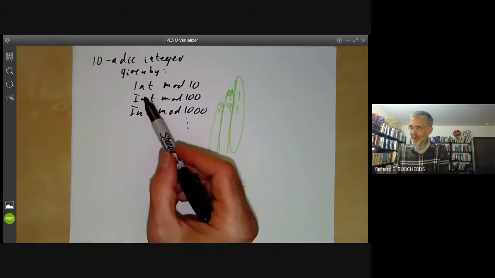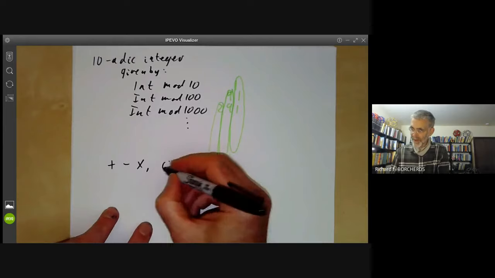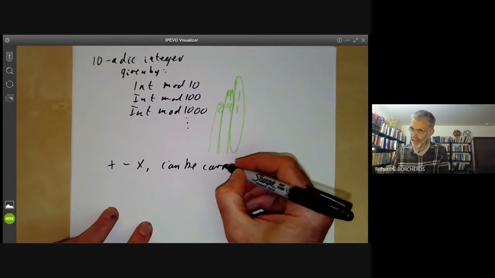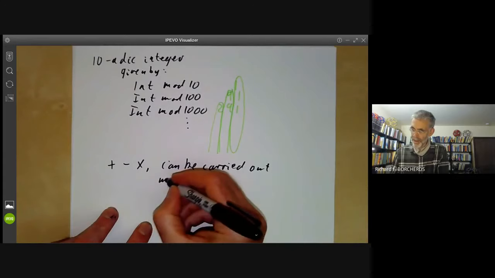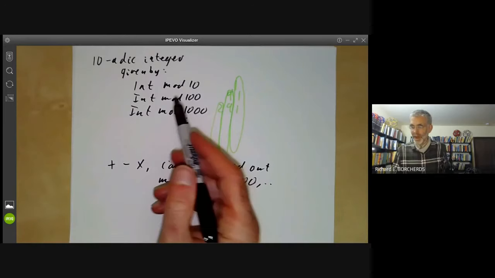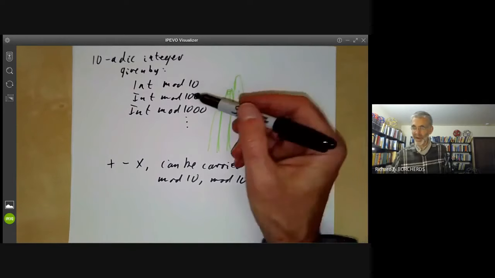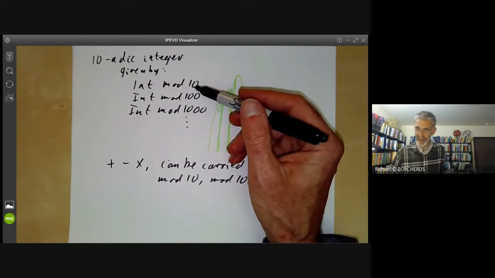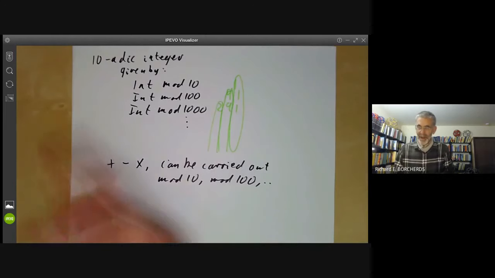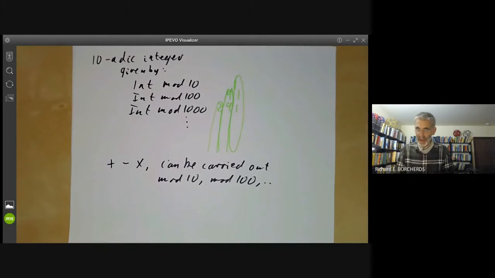And you can multiply 10-adic integers. So all these operations plus, minus, times can be carried out mod 10, modulo 100, and so on. So to multiply two 10-adic integers, for example, we multiply them mod 10 to get the mod 10 part of it, then we multiply them modulo 100 to get the modulo 100 part of it, and so on. And since arithmetic modulo 10 or 100 and so on obey the usual rules of arithmetic, this means that the 10-adic numbers also obey the usual rules of arithmetic.